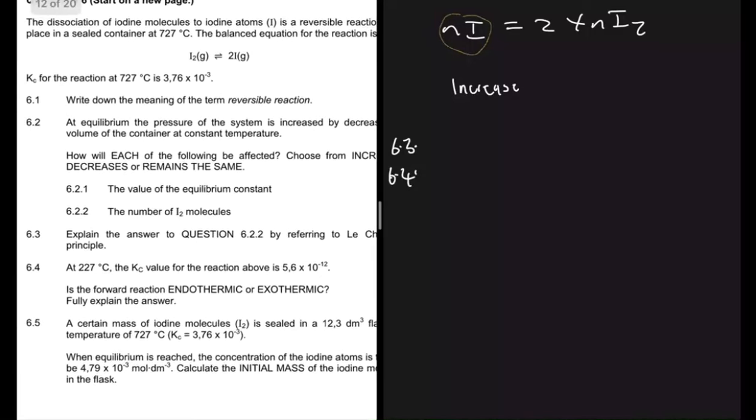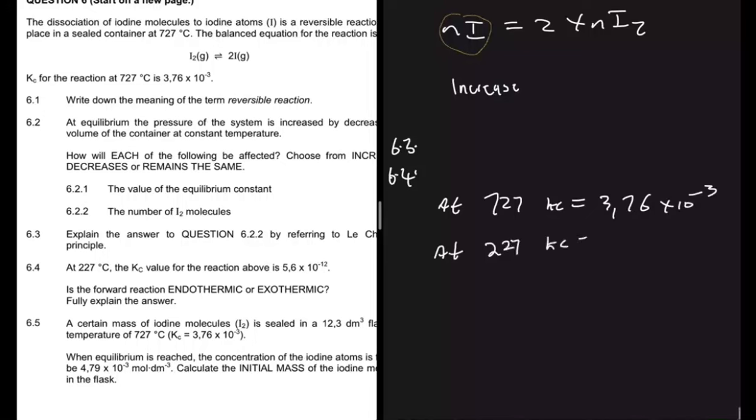times 10 to the minus 12. Is the forward reaction endothermic or exothermic? So let's make sense of the Kc value first. At 727, the Kc value is 3.76 times 10 to the minus 3. And then now we're told that at 227, the Kc value is 5.6 times 10 to the minus 12, much less than at 727. So we decrease the temperature and the Kc value went down, right?